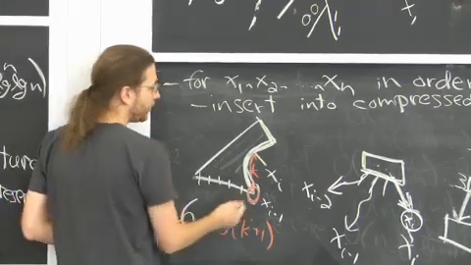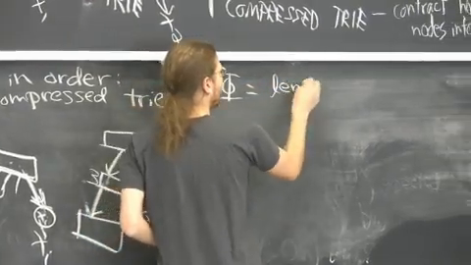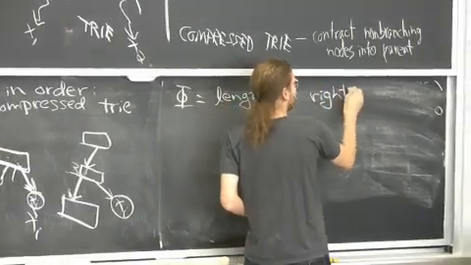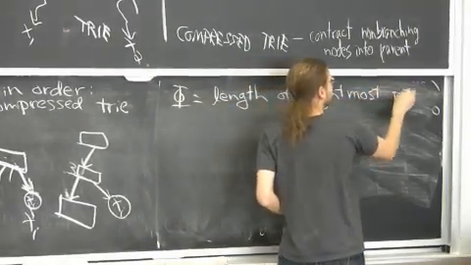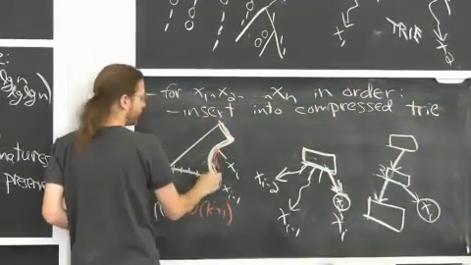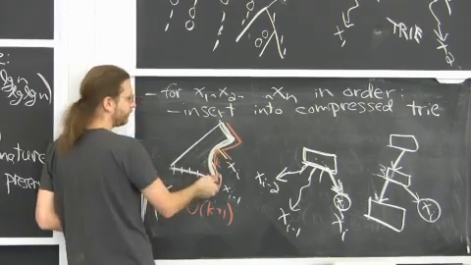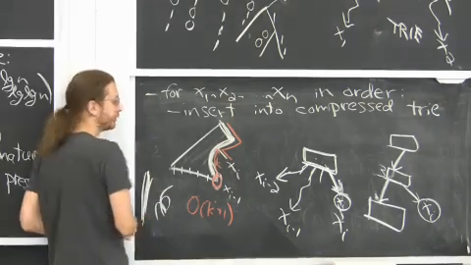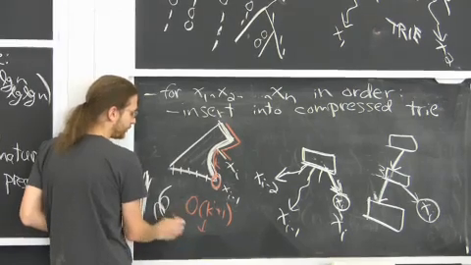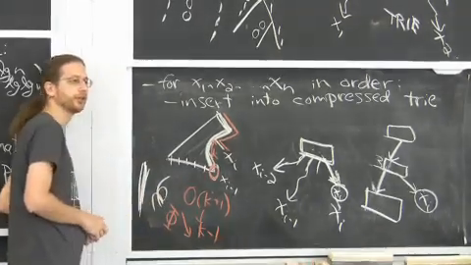Because my potential function, amortization, is going to be the length of the rightmost path. Before, my rightmost path was this thing. Afterwards, my rightmost path is going to be this thing. So it got roughly k shorter, k minus 1 shorter. Okay, so I charge this k plus 1 cost to a potential decrease of k minus 1. And so the amortized cost is only constant.